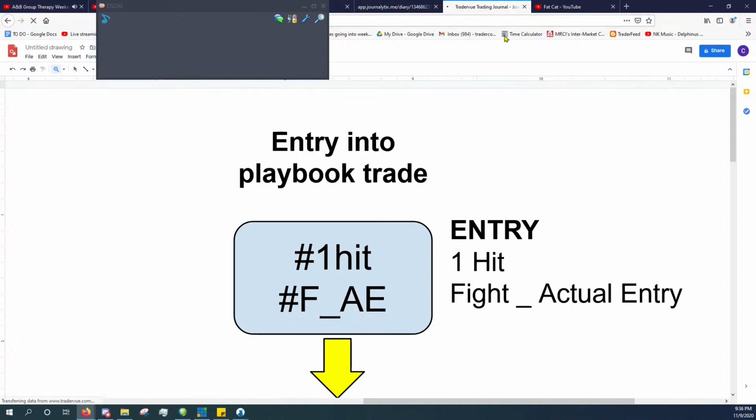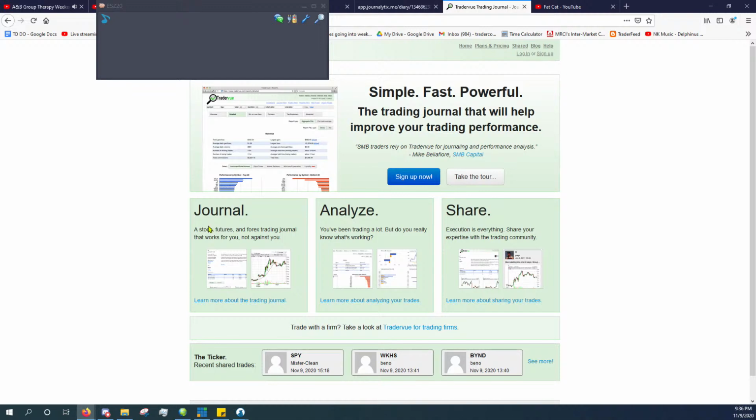TraderView.com. This website here is also a journaling deal. They have hashtagging that I think actually works. The problem is getting Jigsaw DOM data into it is a motherfucker. It can be done, and they have great support. And S&B Capital actually uses these guys.